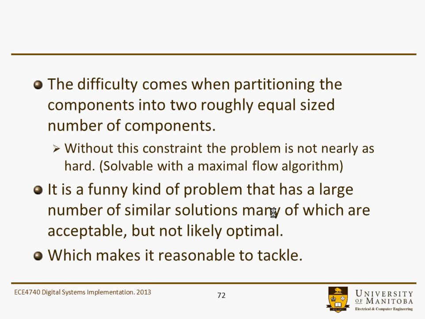So it's a funny kind of problem in that it has a large number of solutions, many of which are acceptable but not likely optimal. The original paper that sort of outlined much of this type of problem for non-deterministic algorithms was Kirkpatrick in about '83, and he denoted that problem analogous to an Ising spin glass, which means there's a whole bunch of low energy solutions, but not necessarily global minima. So it makes it very reasonable to tackle. That's what that basically means. There's a lot of acceptable solutions.